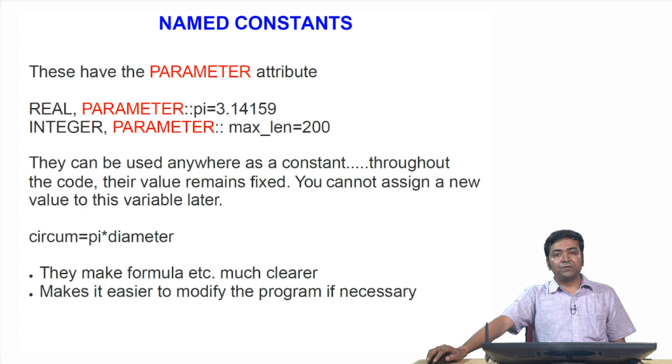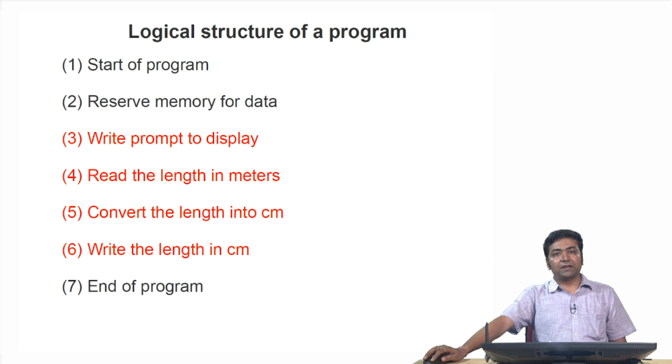So, the advantage of using this, as I also mentioned before, is that it makes the formula much clearer. It makes it easier to modify the program later if necessary. You just change at one place, that is at the beginning of the program, and then everywhere things get changed. So, we have seen the first and the second step. Now, we will look into steps 3 to 6 of my list.